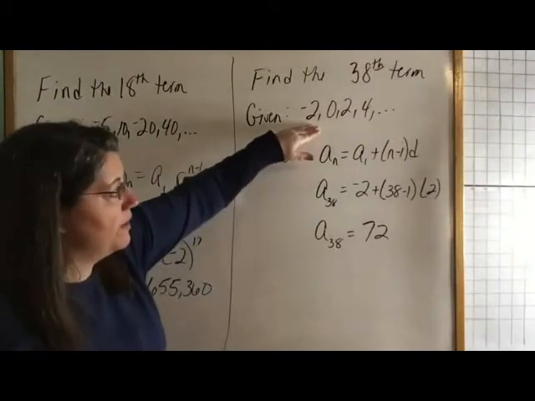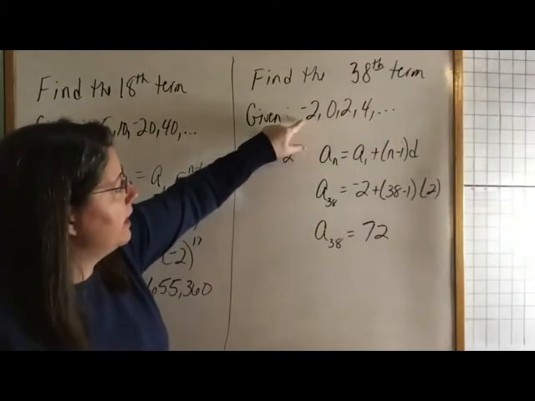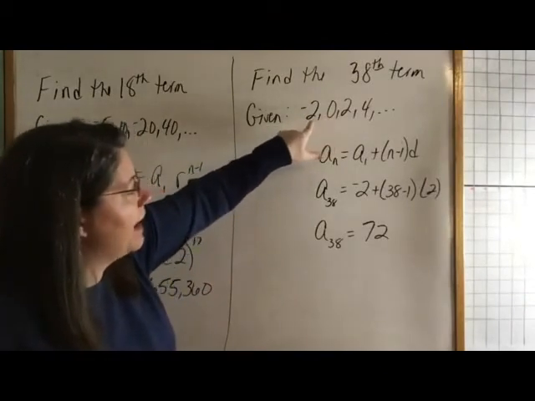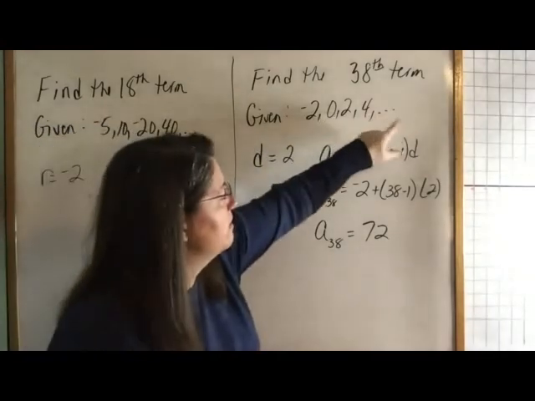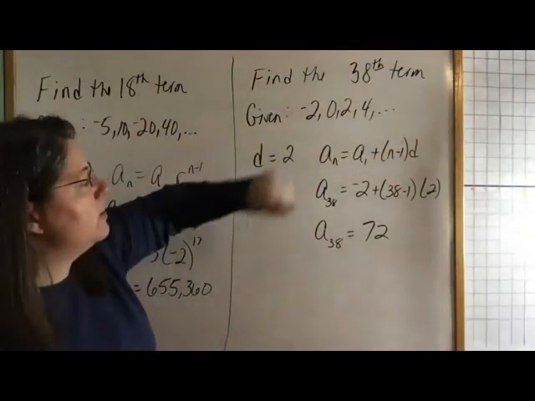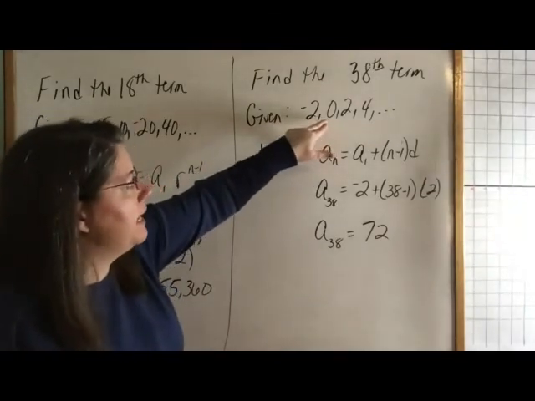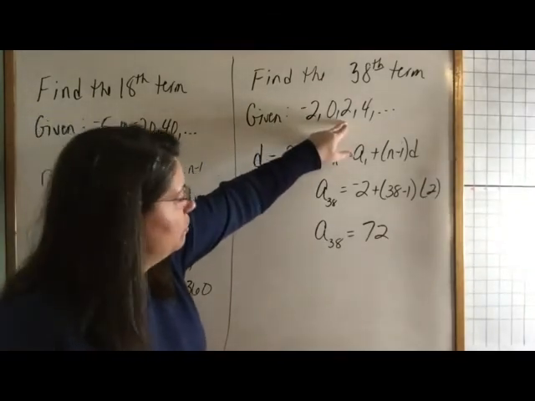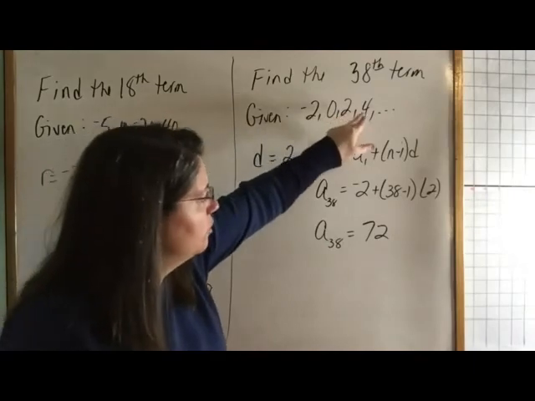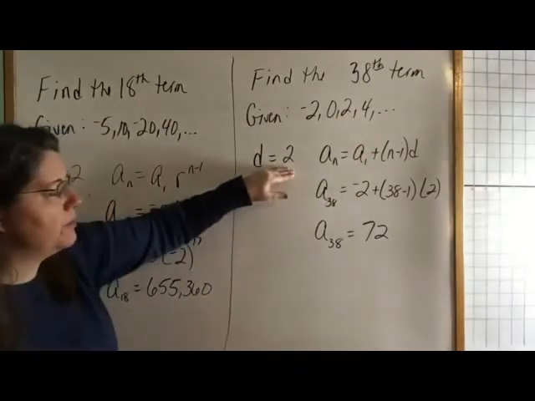In the next one, I need the 38th term. First, I checked to see if it was arithmetic or geometric. If I go from negative 2 to 0, my r value would have to be 0, which is not going to be the case here. So I knew it had to be arithmetic. So negative 2 plus what gives me 0 would be a 2, and 0 plus 2 gives me 2. 2 plus 2 gives me 4, so I knew it was arithmetic with d equals 2.